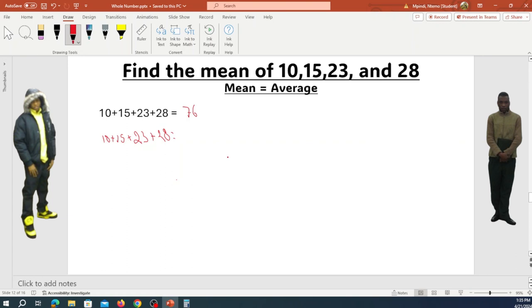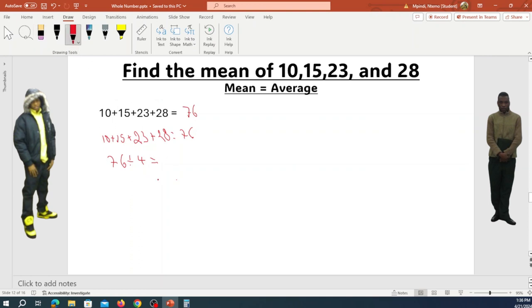Now, we're not done yet. So we got 76. We're not done yet. So, what are we going to do? 76 divided by 4 equals what? So, some of you may say, how did I end up getting 4? This is how I get 4. 1, 2, 3, 4. We have 4 numbers there. That's why I end up getting 4. Okay?